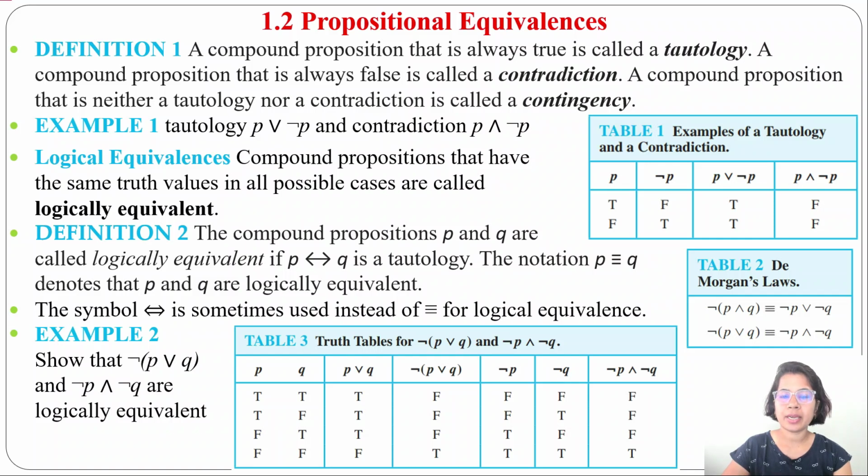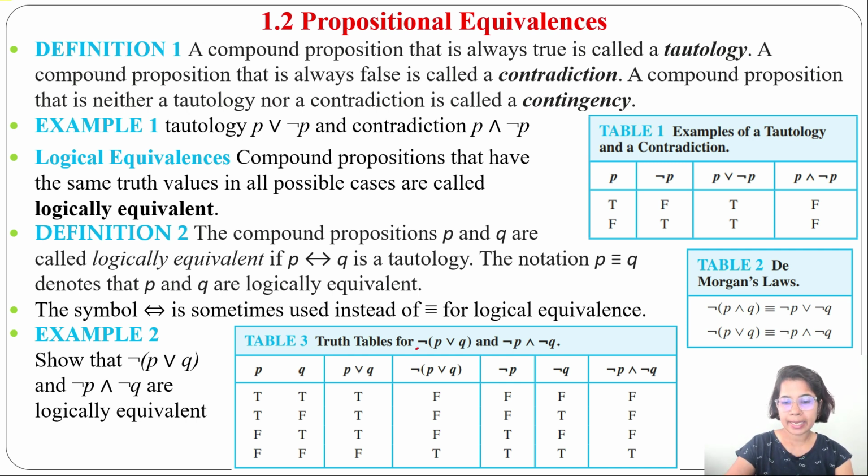In the previous lecture, I already started propositional equivalence, that is the second topic of mathematical logic. The first topic was propositional logic. Here I discussed logical equivalence. Two compound propositions will be equivalent if their truth values are the same. That we can check by the truth table.